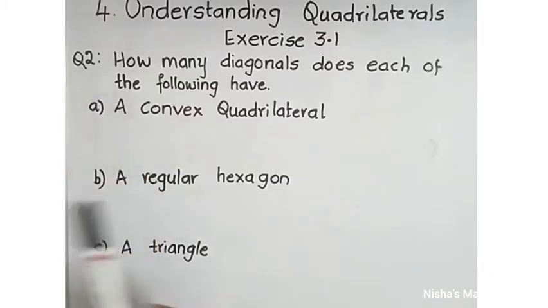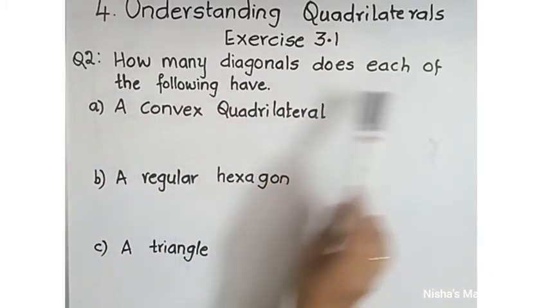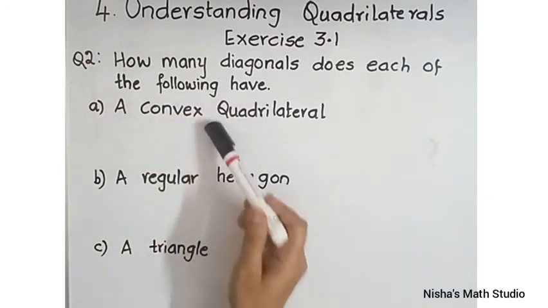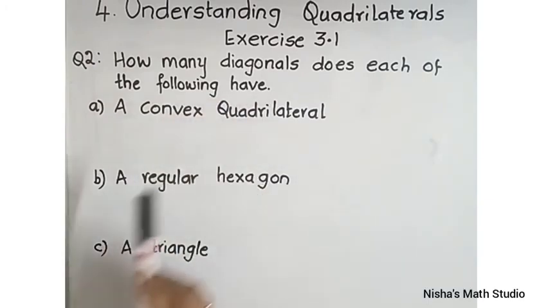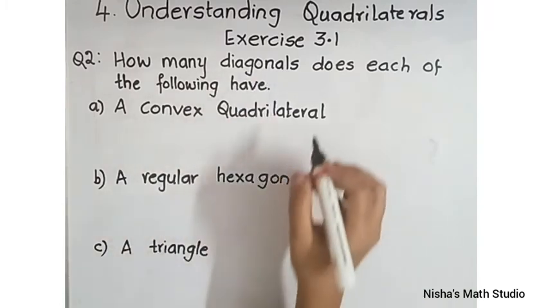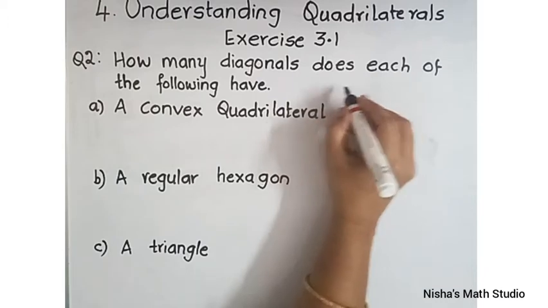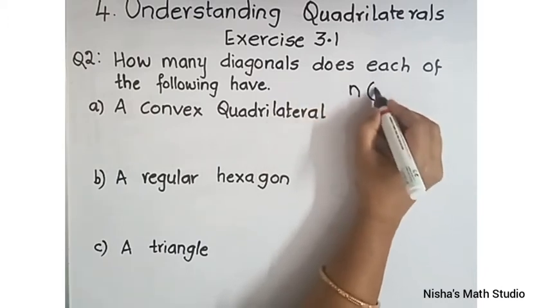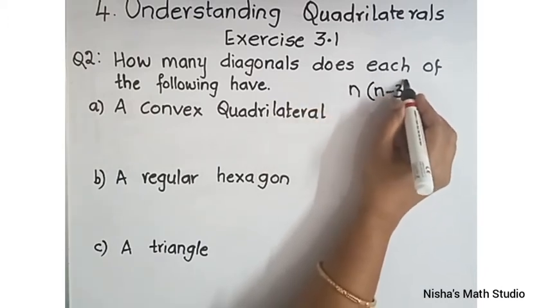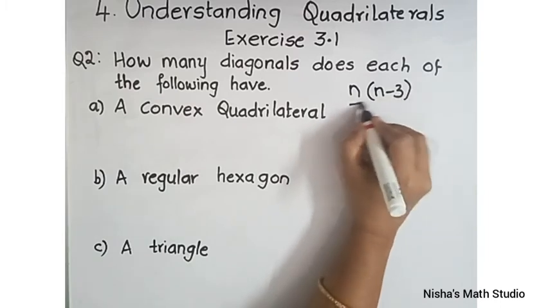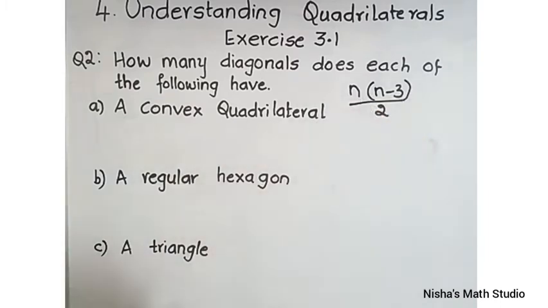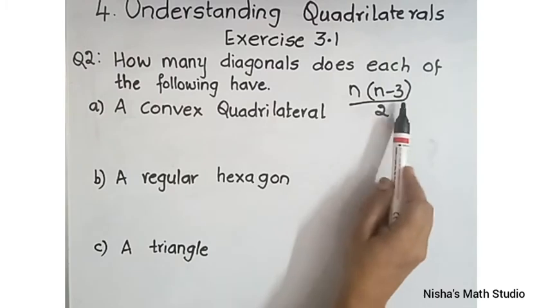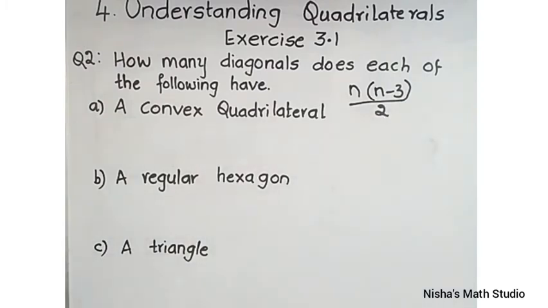We take up the second question. How many diagonals does each of the following have? Before I go into these questions, first I need to know the formula to calculate the diagonals of a polygon. If you remember, it is n into n minus 3 divided by 2, where n is the number of sides in a polygon. The formula to calculate the diagonals of a polygon is n into n minus 3 divided by 2.